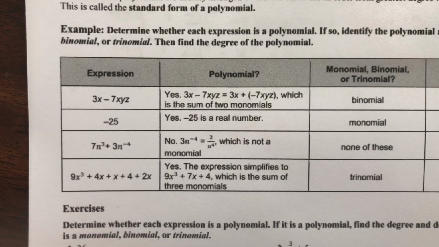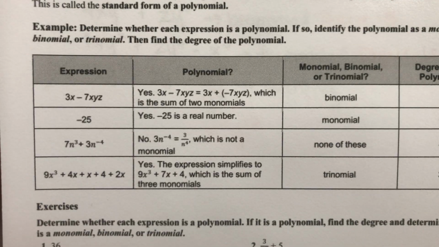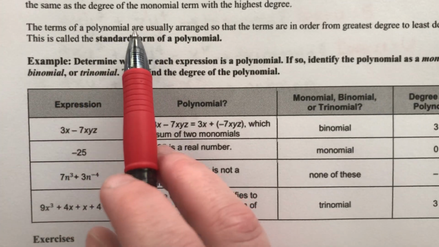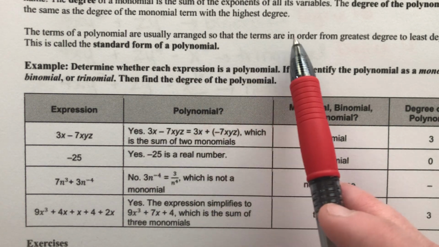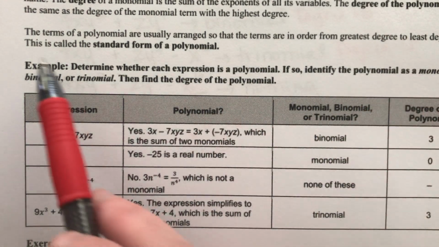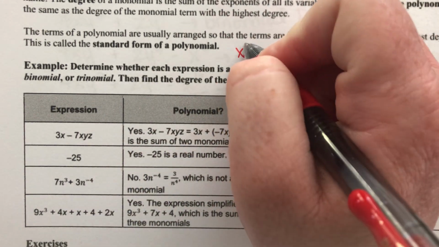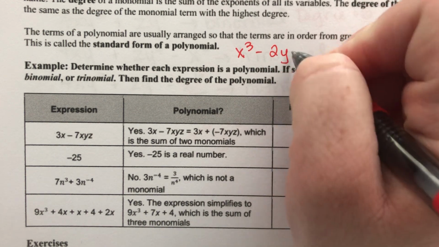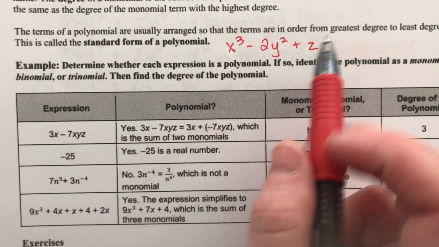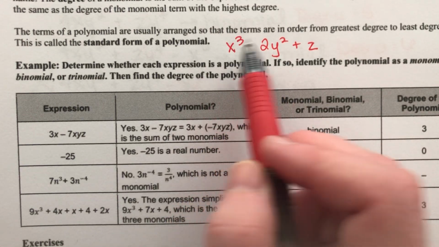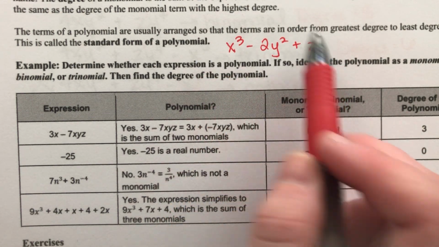All right, so they gave you this little table. This file is here below the video in this folder, so you can pull it up if I'm going too fast. The terms of a polynomial, which is just a bunch of monomials added together, are usually arranged so that the terms are in order from greatest to least, left to right. This is called standard form, right? So if I had x to the 3rd minus 2y squared plus z, this is in standard form because this term has the biggest degree, then this one has the next biggest, and then this one on the far right is the smallest. It goes biggest to smallest, standard form.